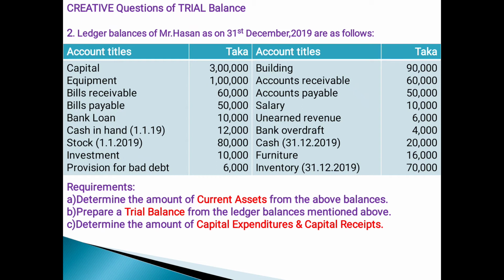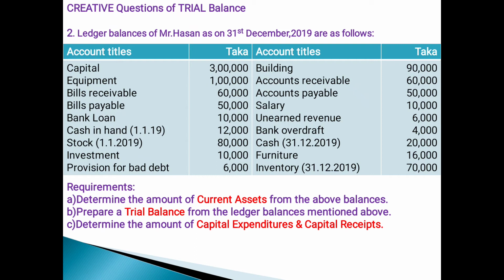Cash 31st 12/2019. Cash, that is closing cash, closing amount of cash or closing cash in hand or closing cash fund. Cash is one kind of current asset, that is the best current asset in business. So cash is debited for taka 20,000 in trial balance.